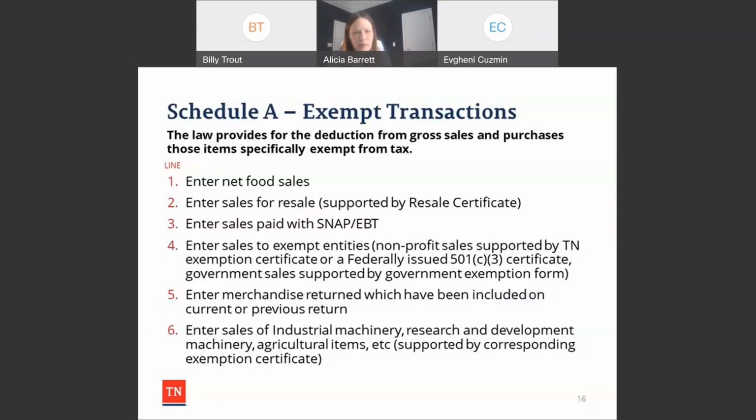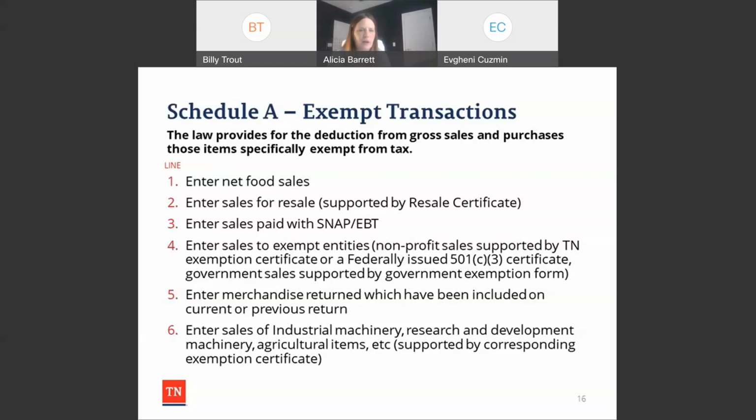The fourth line is going to be for sales to exempt entities. So these are also going to be supported by an exemption certificate, so it will be a nonprofit exemption certificate or a government exemption certificate. One of the important things to remember about this is that if you are selling to someone that is using one of those exemption certificates, they do need to be paying using funds from that particular organization. So you're going to report that here.